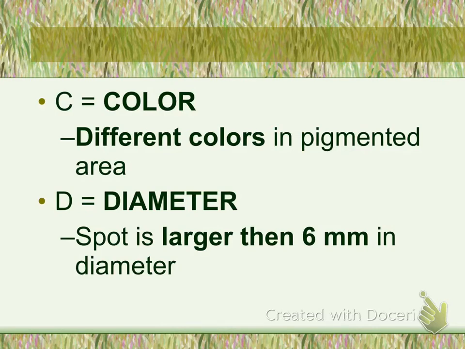D stands for diameter. You are looking for the size of the mole, and if it is larger than 6 millimeters, then you can detect that it might be melanoma. Now, in order for it to be melanoma, you must have all four signs. If one of those is missing, then it might not be melanoma.